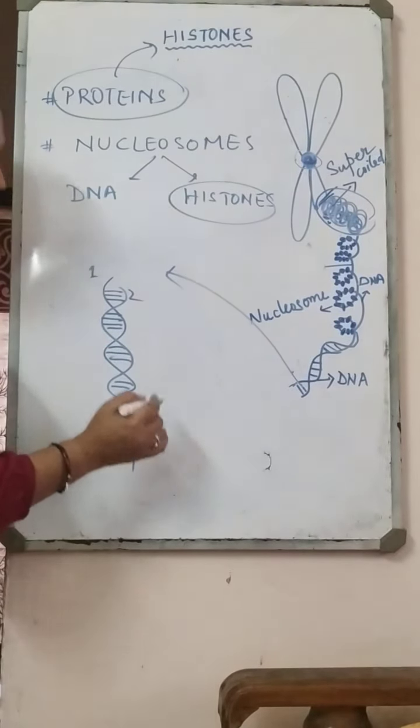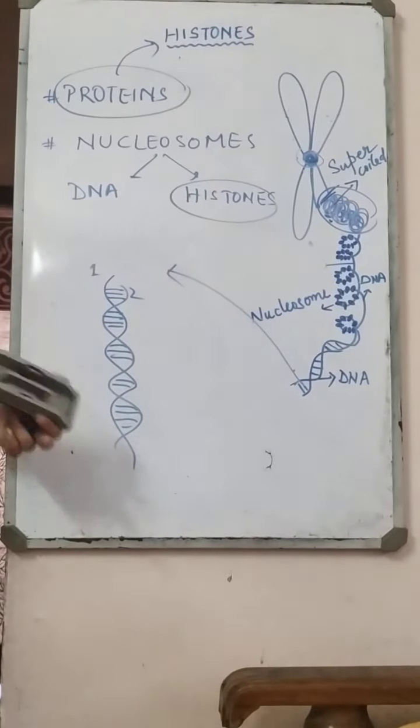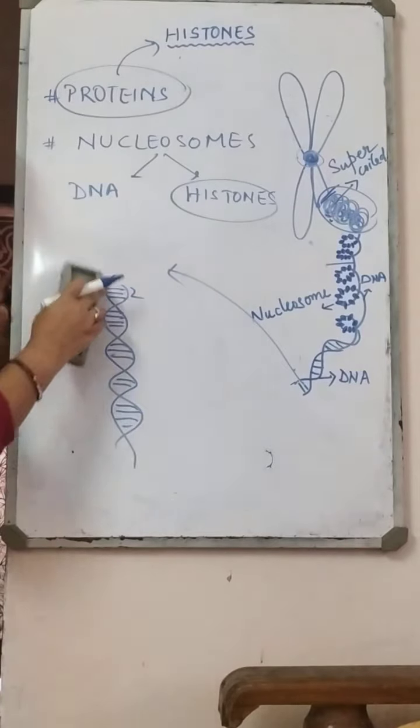Okay. When the cell is going to divide, then DNA gets doubled. How does this doubling of DNA, or duplication of DNA, take place? So during that cell division, what happens?